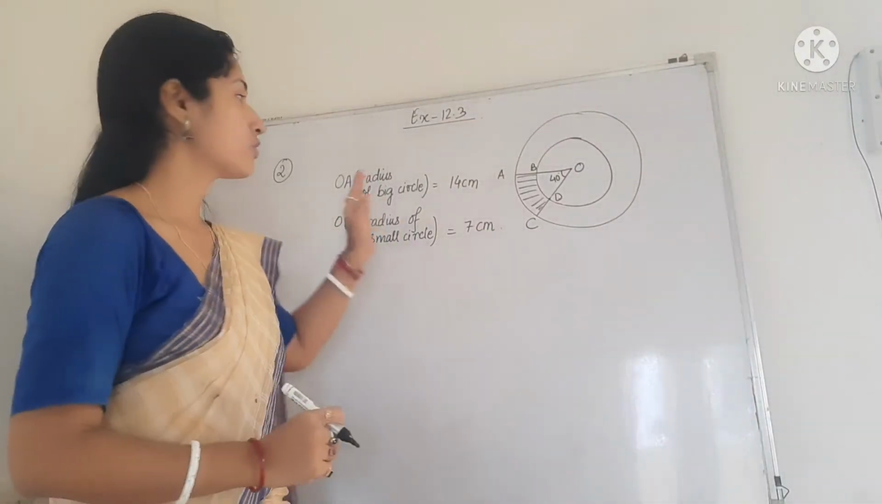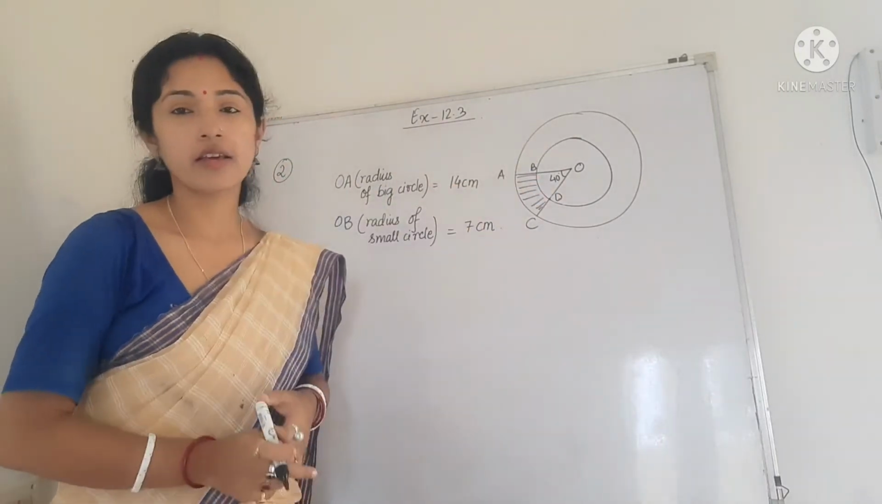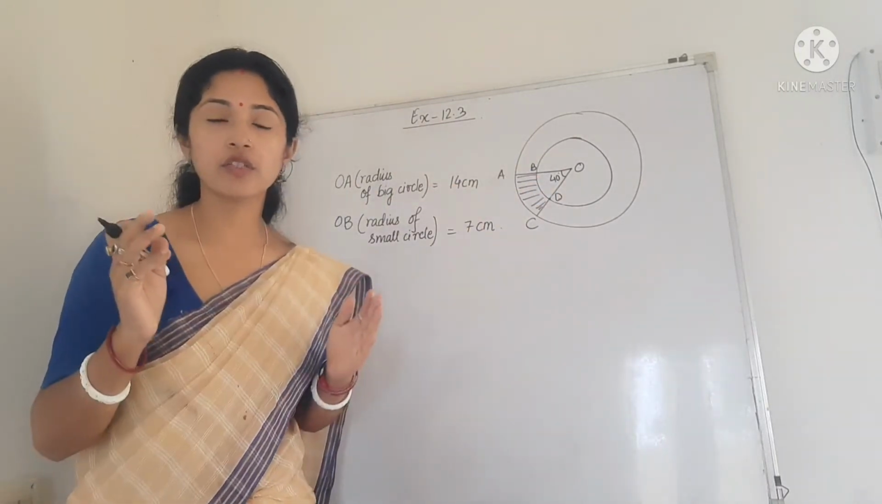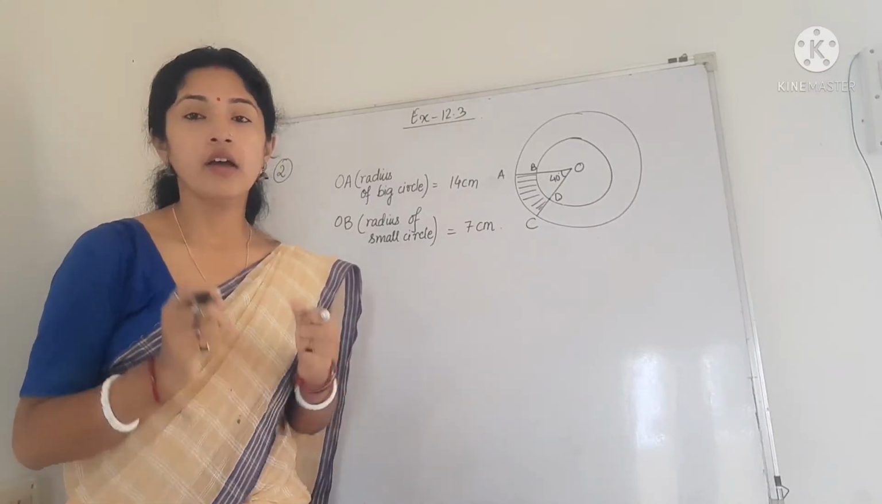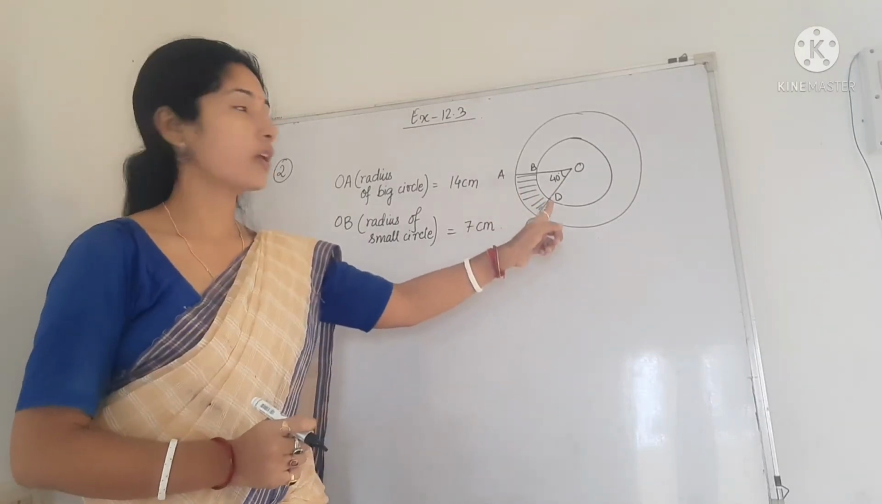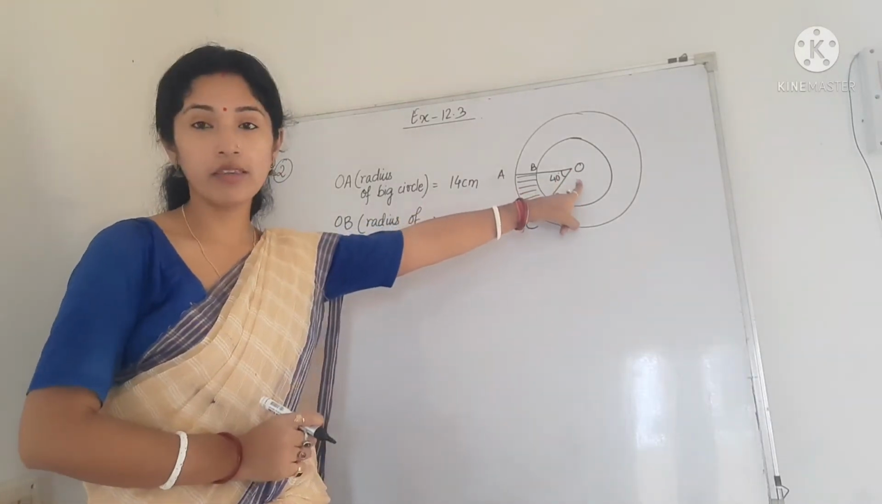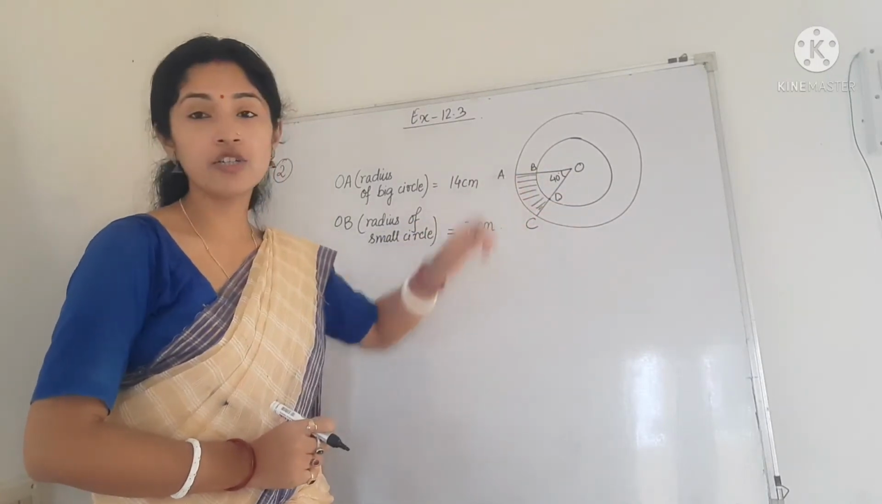So student, next question is question number 2. Here two concentric circles are given. Do you know the meaning of concentric circles? Concentric circles are circles having a common center or same center. There are two circles you can see here and the center is common, that is O. Now we have to find the area of the shaded part.